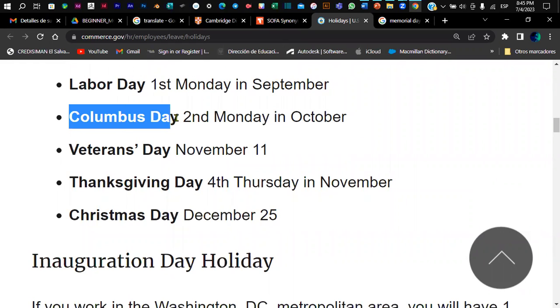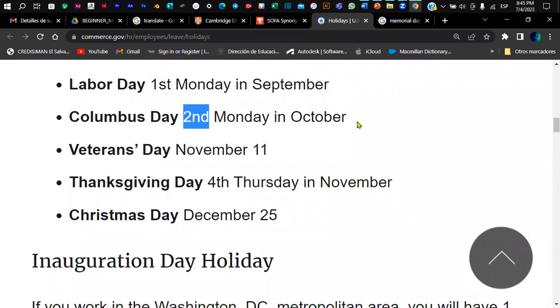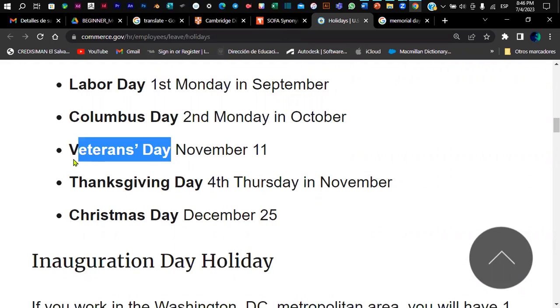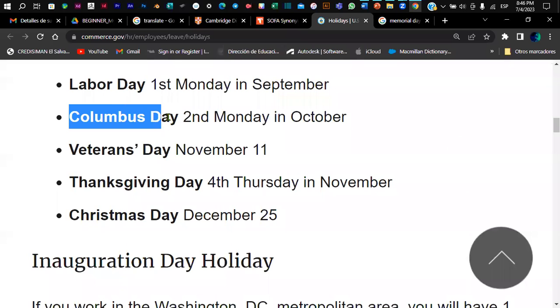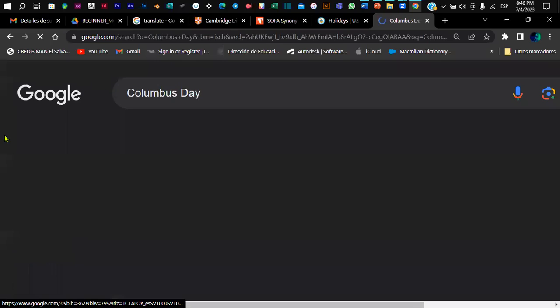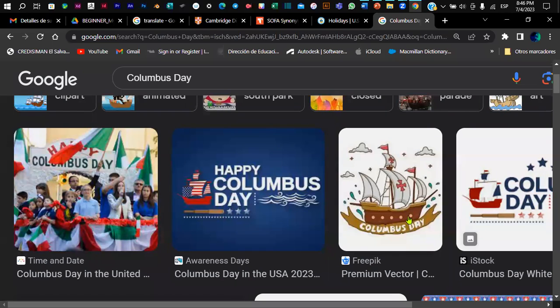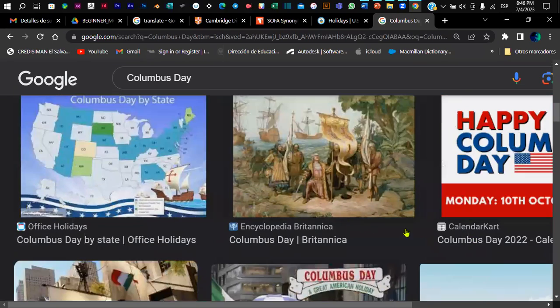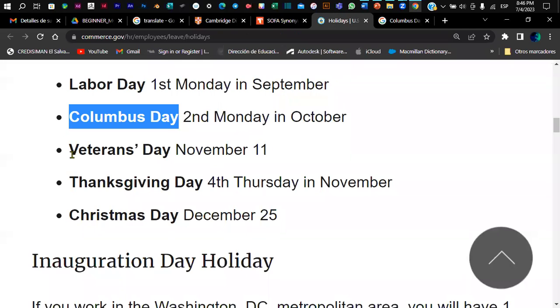This one, Columbus Day, second Monday in October. All right, Columbus. Do you know Columbus? What's Columbus? Okay, investigate it, please. Next. Ayer me mencionaron mucho el Columbus Day, pero no lo entiendo. Okay, Columbus Day. Let's see. Checking pictures, you can get the idea. El día de Colón. The discovery, right? Correct. Columbus Day, the discovery. Okay, good. Next.